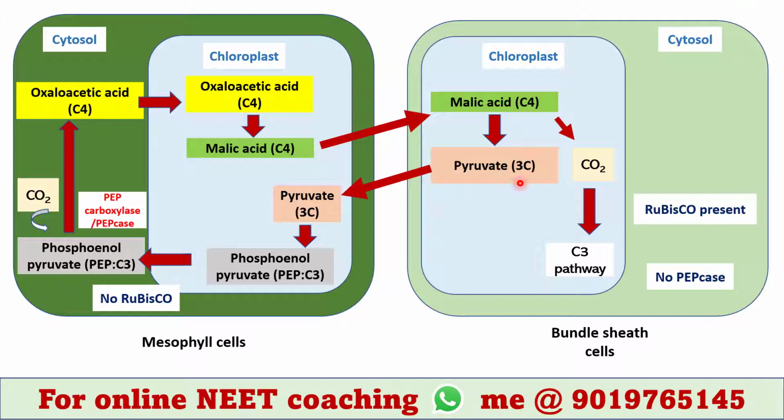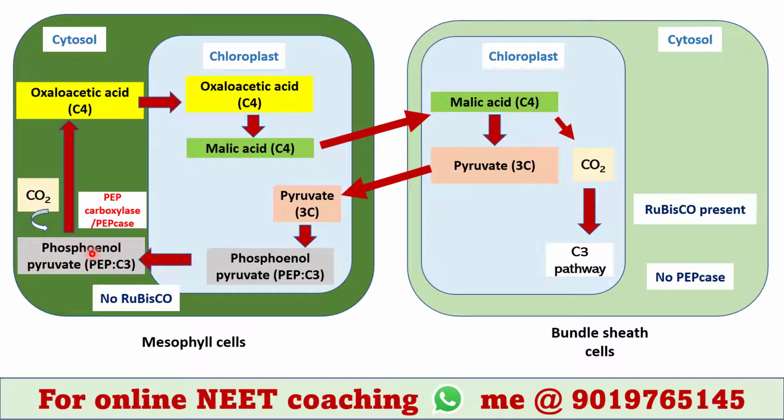And this pyruvate is transported back to the chloroplast stroma of the mesophyll where it is converted to phosphoenol pyruvate or PEP again, thus completing the cycle. Phosphoenol pyruvate exits chloroplast and enters cytoplasm to initiate new cycle.